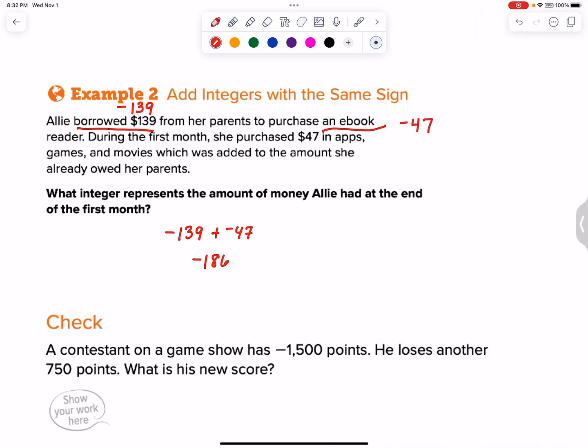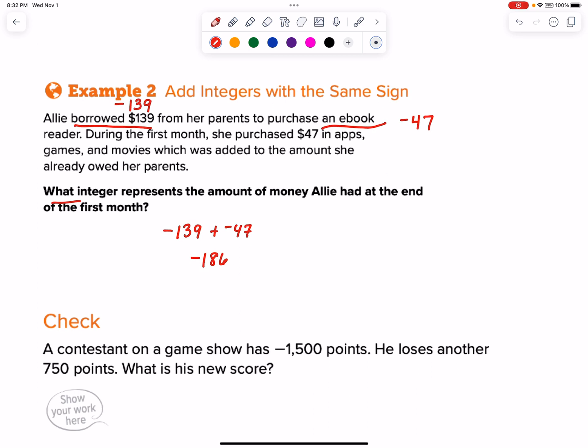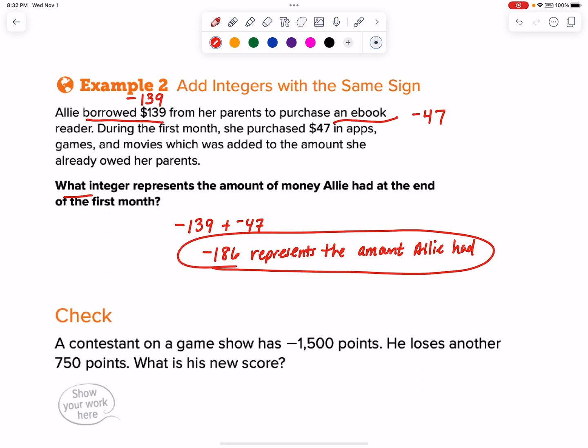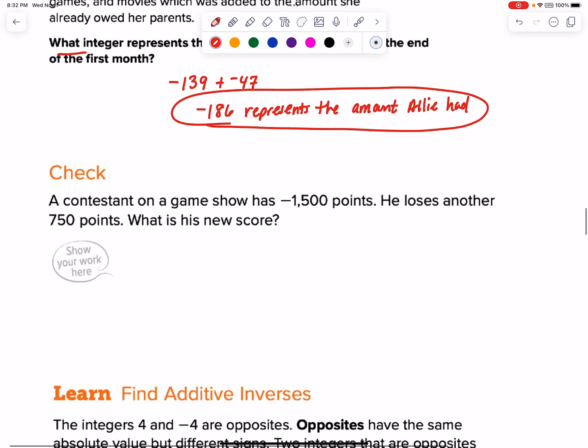Let's answer the question though. What integer represents the amount of money Allie had at the end of the first month? Negative 186 represents the amount Allie had, okay, because she's in debt. Let's go ahead and circle our answer. All right, go ahead and try this one out.